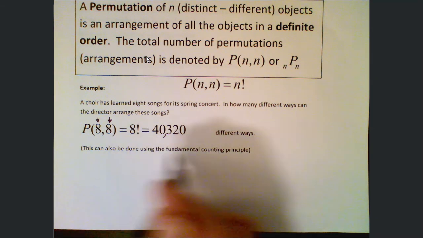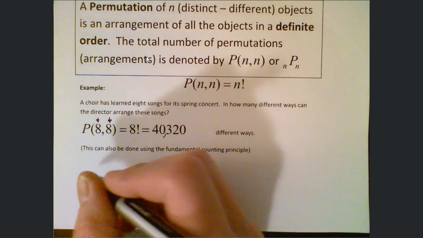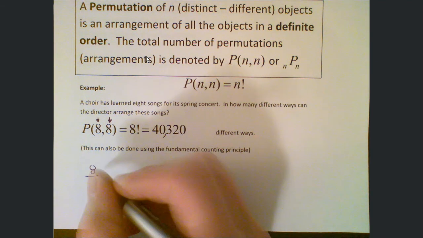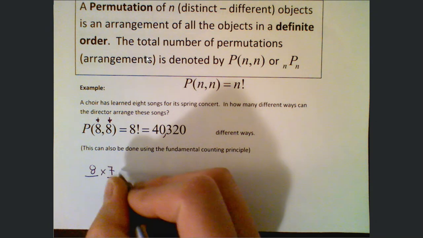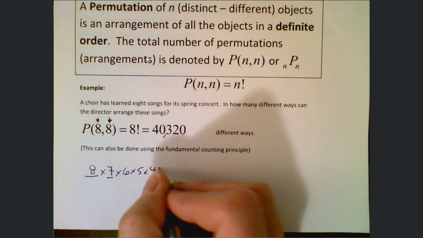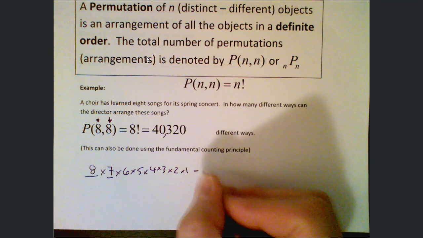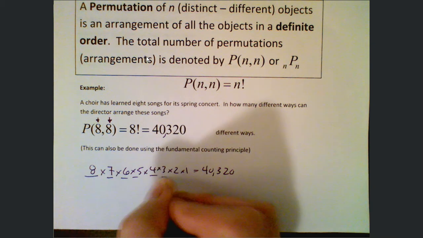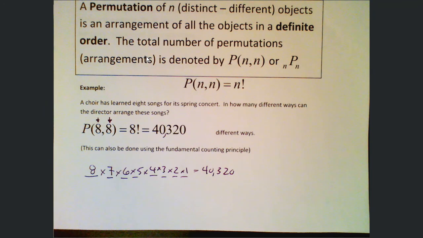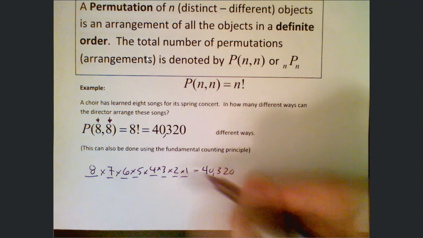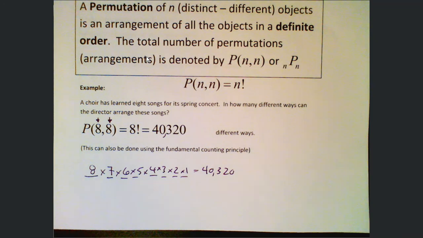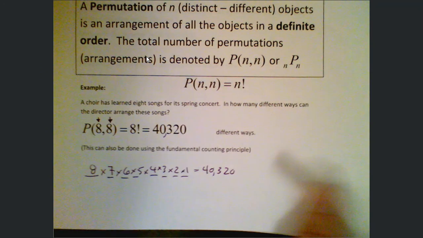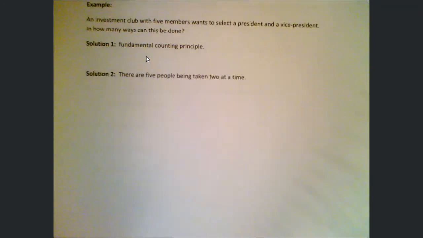It says this could also be done using the fundamental counting principle. Of course it could. We could say that there were 8 songs to pick from for the first one. There were 7 for the next one. 6, 5, 4, 3, 2, 1, which if you multiply it in your calculator, gives you the exact same thing. So what this tells us is that we can't repeat songs in this case. And that's an important part about permutations. They're distinct objects, we're taking them, and once we've taken them, they're gone, so we have to drop by 1 each time. That gives us 40,320. Okay. That's a lot of different ways that you could run that concert.